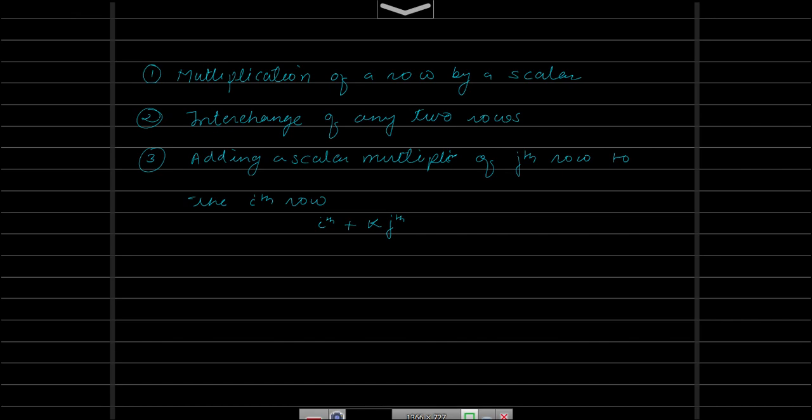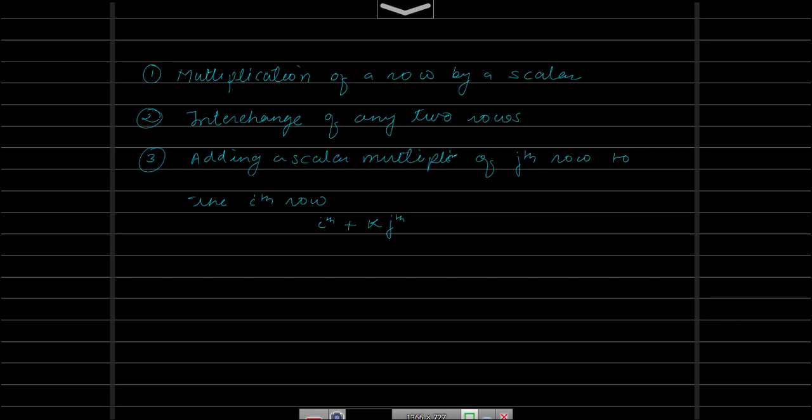But in this series of videos, we will go for the rows. We will divide this series into three parts. In part 1, we will go for the first operation. In the second part, we will go for the interchange of any two rows, and for the third part, we will go for the third operation.